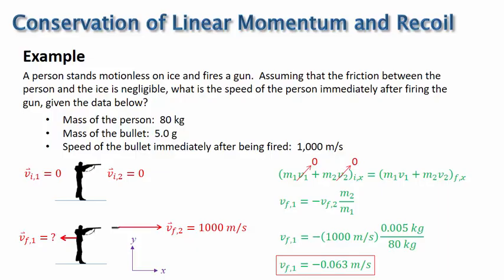Of course, the question didn't provide a coordinate scheme and therefore asked for the person's speed rather than velocity. So the final speed of the person would just be positive 0.063 meters per second. So that brings us to the end of the video. Next time we'll discuss collisions.